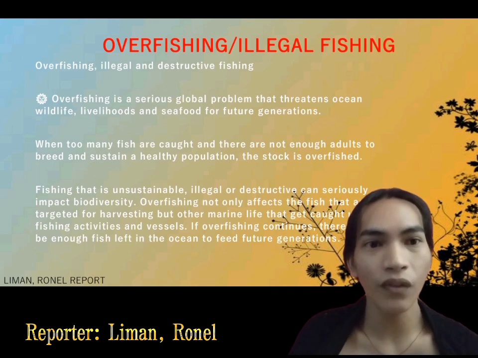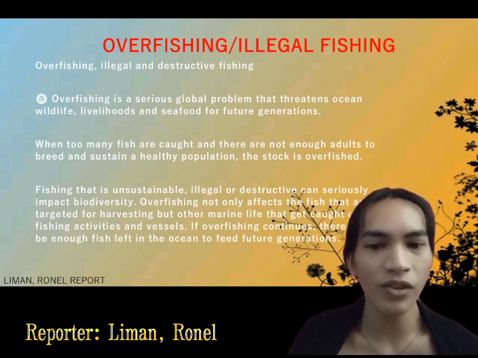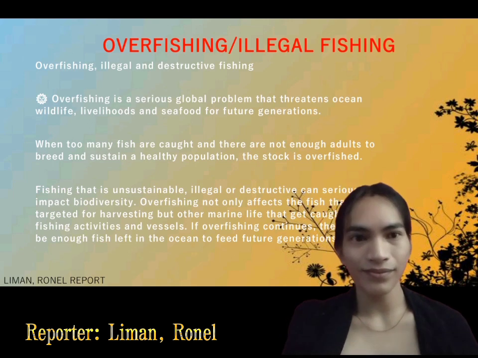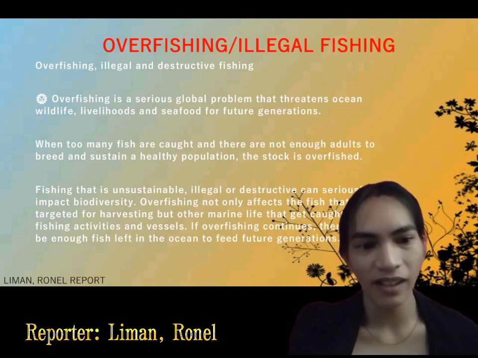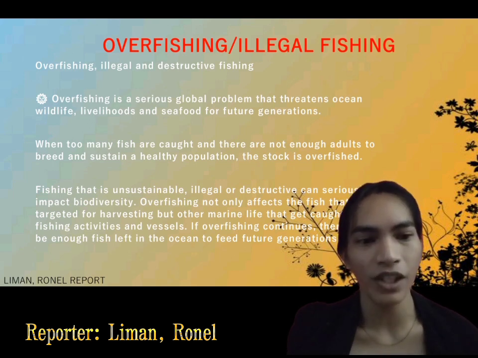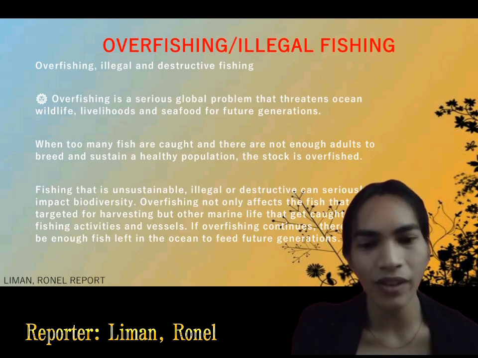Overfishing, illegal fishing. Overfishing is a serious global problem that threatens ocean wildlife, livelihoods, and seafood for future generations. When too many fish are caught and there are not enough adults to breed and stay in a healthy population, the stock is overfished. Fishing that is unsustainable, illegal, or destructive can seriously impact biodiversity.